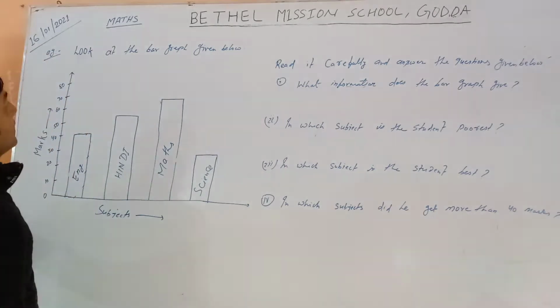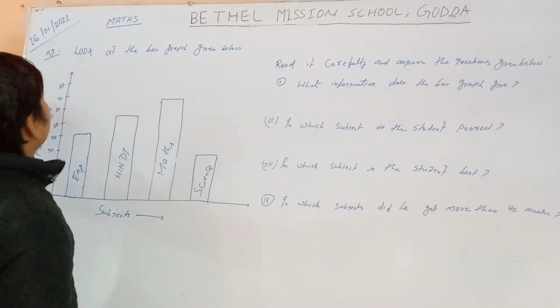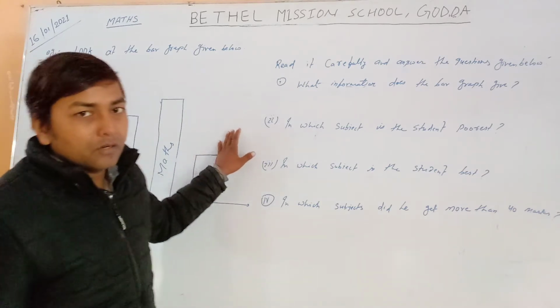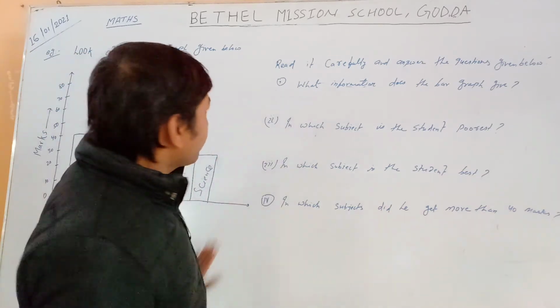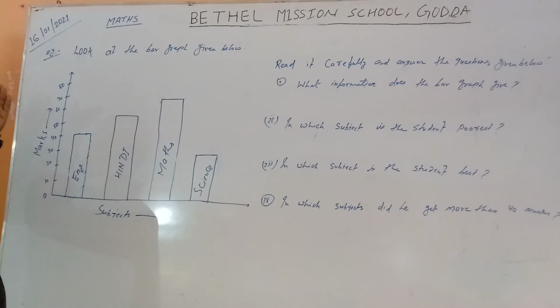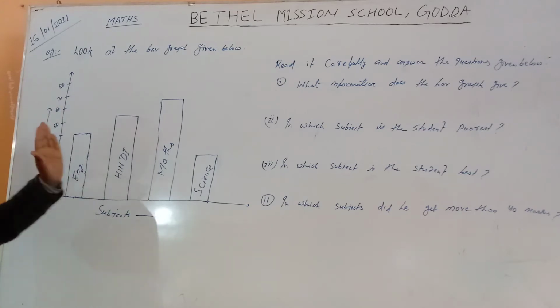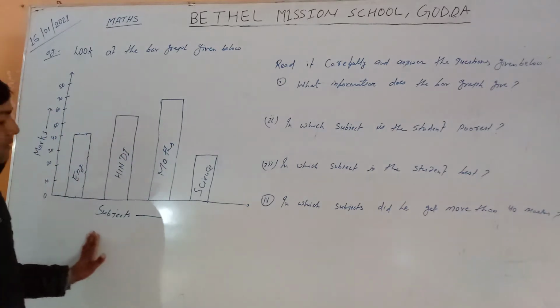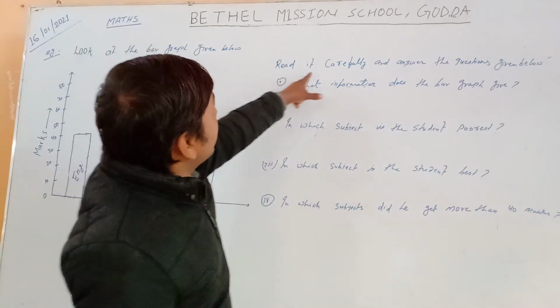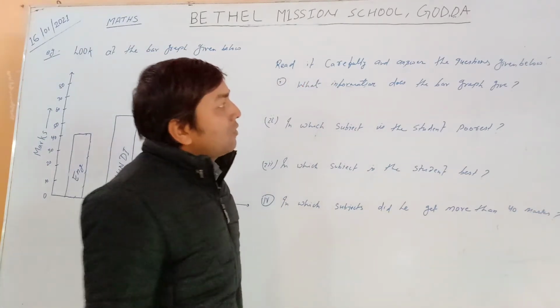I have taken one more question, that is: look at the bar graph given below and answer the following questions. Okay, so a bar graph has been given with some information here. The vertical line has been given the marks obtained by the students in different subjects. Okay, subjects have been taken on the horizontal line. So read it carefully and answer the questions given below.